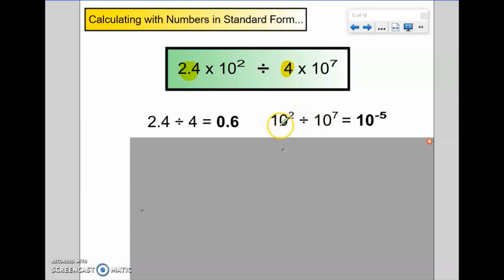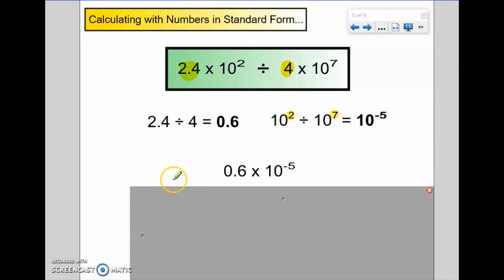Then we look over here. Because I'm dividing powers of 10, laws of indices tells me to subtract the index numbers, which is why I'm left with 10 to the power of -5. If I put those together, my answer is 0.6 times 10 to the -5. But again, this number is not correct. It is too small. It is less than 1.